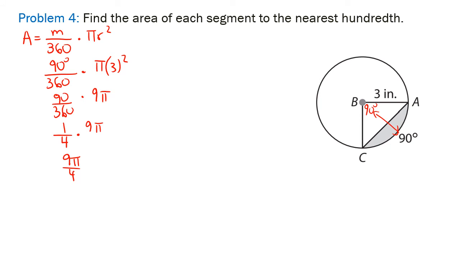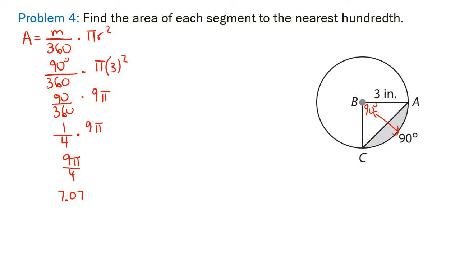I'm going to go ahead and get the decimal of that. So 9 times pi divided by 4. Now I'm using the pi function on the calculator, not 3.14 for these numbers. I don't really care which one you use, as long as you understand what you're doing. So we get 7.07 when we look at the rounded number.